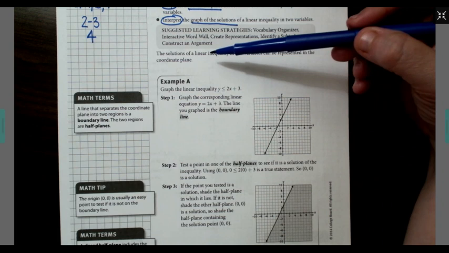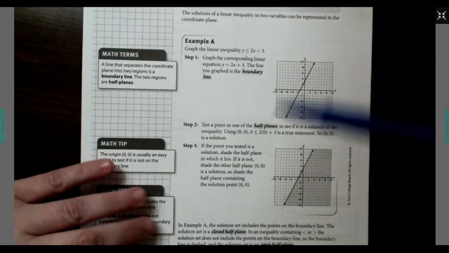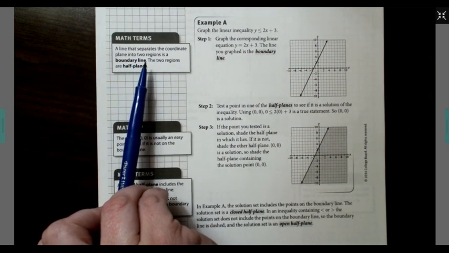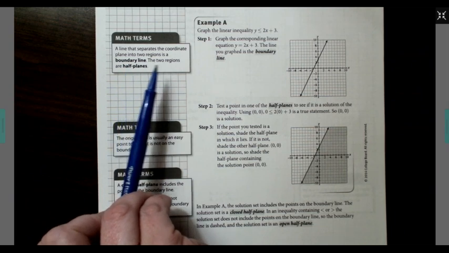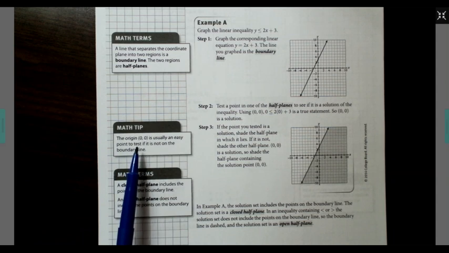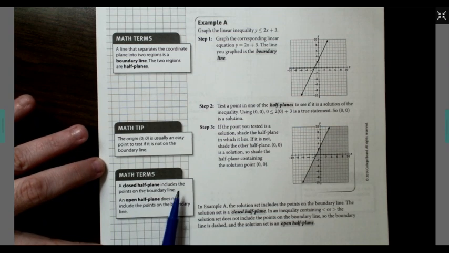The solutions of a linear inequality in two variables can be represented in the coordinate plane. A line that separates the coordinate plane into two regions is called a boundary line, and the two regions are called half-planes. The origin (0, 0) is usually an easy point to test if it's not on the boundary line. A closed half-plane includes the points on the boundary line. An open half-plane does not include the points on the boundary line.